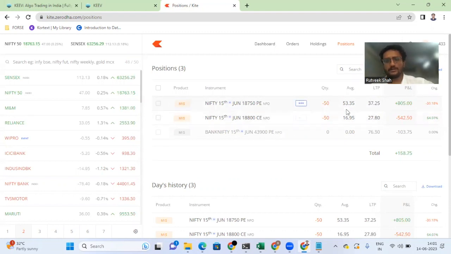At the same time, the 18750 put that we had sold has reduced by approximately 15 to 16 points, because of which we are earning approximately 7 to 8 points right now, as we are seeing a green symbol here. So this is an important loss recovery from our end, because we opened the day by booking a quick loss of about $100. This shows you how important risk management is from the trading point of view, and how KEEV can help you in doing the same.